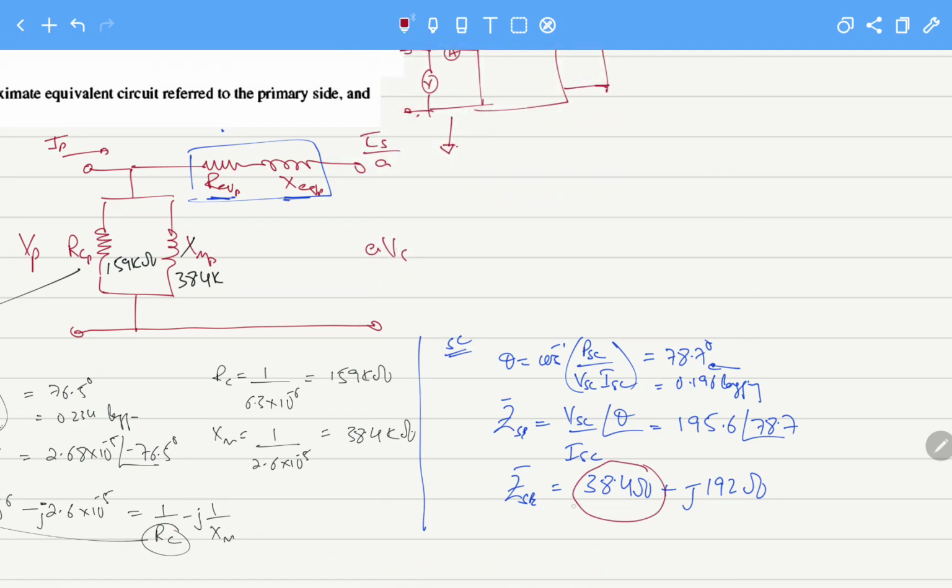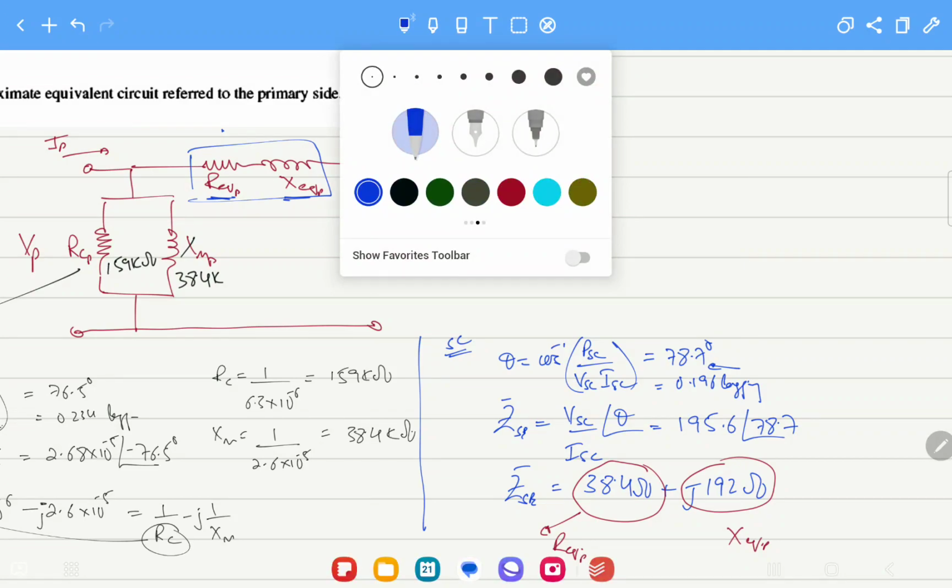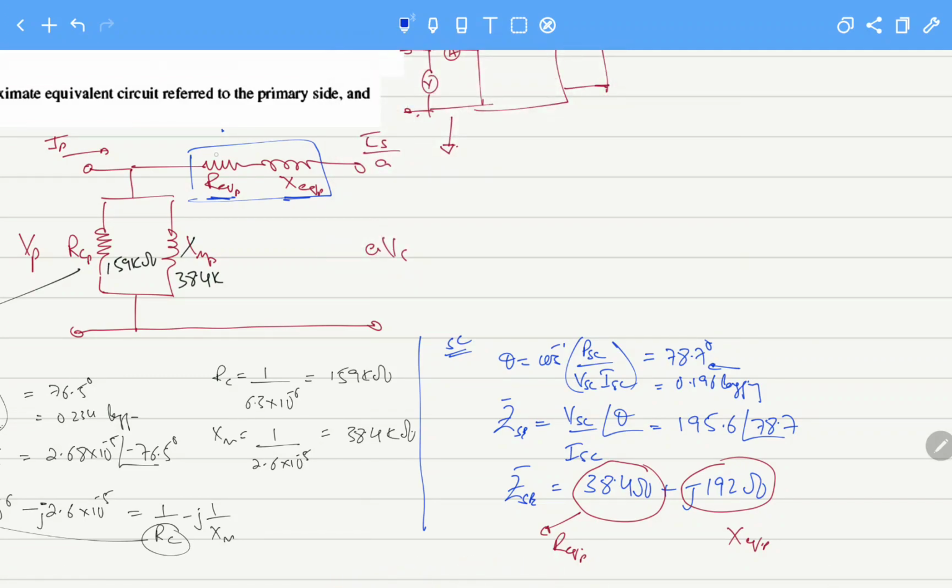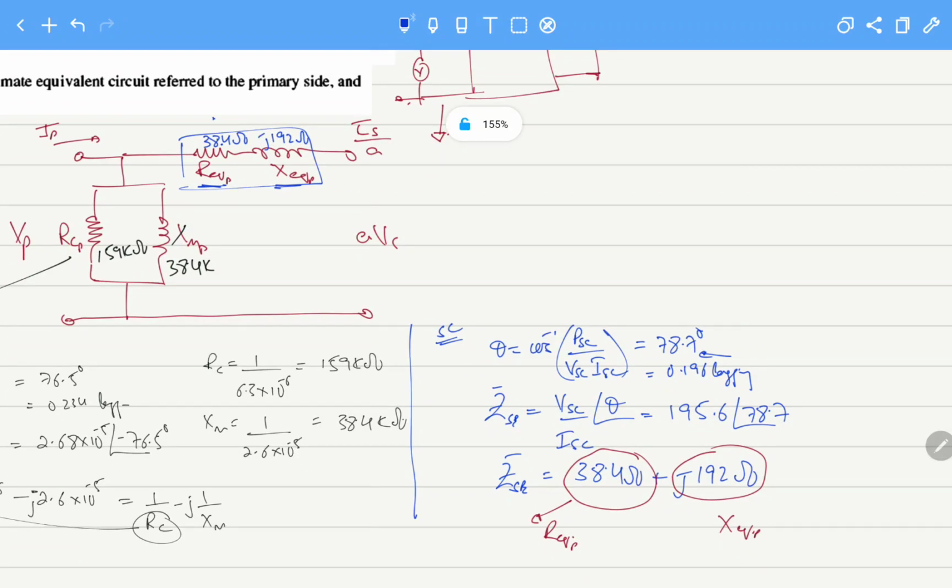Now this is actually equal to R equivalent referred to P, and this is actually equal to X equivalent referred to P. So we will have the values here: this will be 38.4 ohms, and this value will be 192 ohms. So here we get these values, and the equivalent circuit has been created.